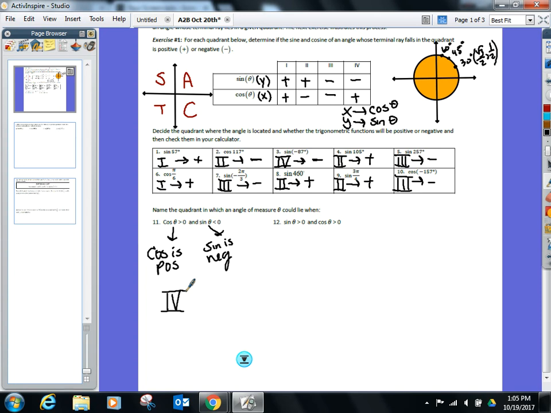Okay, so go to the next one now, number 12. Sine and cosine are both positive. Now I'm looking for this to happen at the same time. Don't take each one individually. So sine positive, cosine positive. Where are they both positive at the same exact time? That can only happen in one place, and that's quadrant 1, where everything is positive.